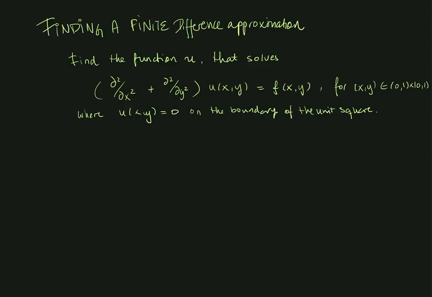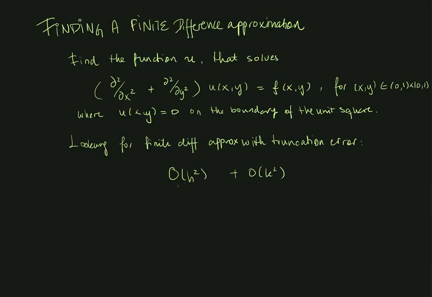So what we are asked to do is solve this using a finite difference approximation. So we are looking for a finite difference approximation. Which truncation error? Well, according to the exercise, we want to find a finite difference approximation with truncation error O of h squared plus O of k squared, where h is the step size in the x direction and k is the step size in the y direction.